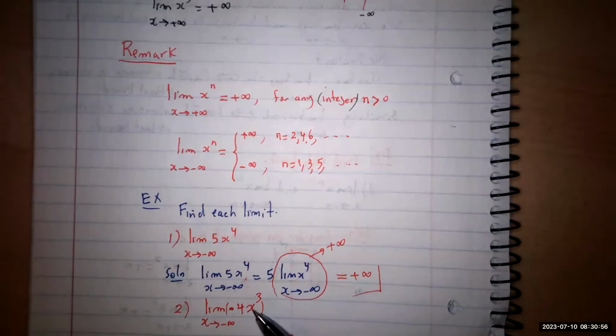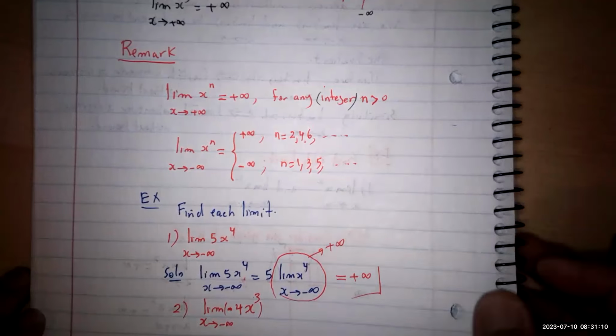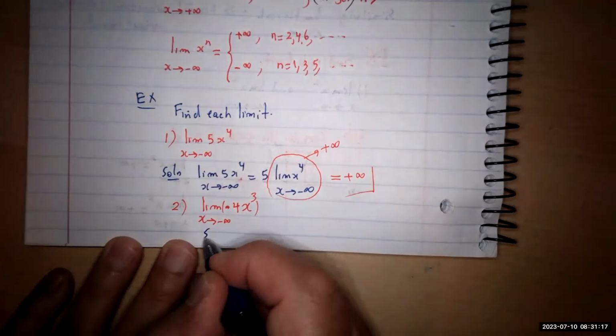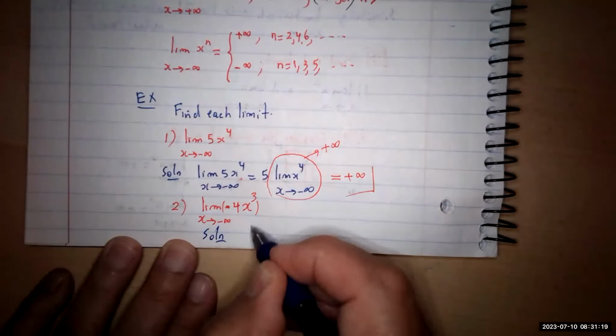We focus on this power first. You see x goes to negative infinity. Negative to the odd power would be negative. But there is a negative 4 here. So negative would be positive, okay? So you go with the power first, then you may have a number, so you have to take care of that one too, okay? So this is going to be the solution. We do it right away, I just explain it.